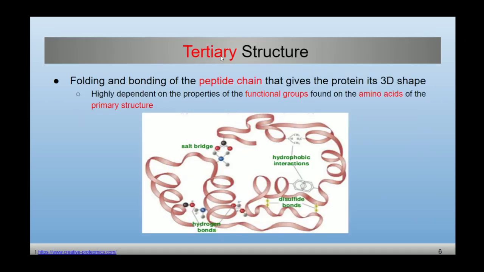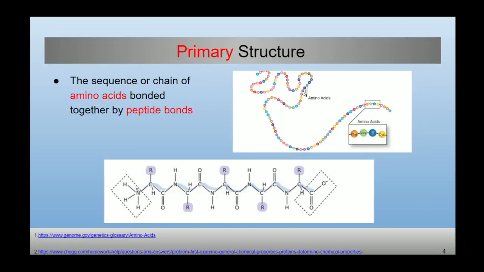The third one is the tertiary structure. And that's when the protein begins to fold and bond together. So the peptide chain is folding and bonding, and it gives the protein its 3D shape. All right, and the way that the 3D shape is usually determined is highly dependent on the properties of the functional groups found on the amino acids of the primary structure. So this will have us refer back to the primary structure.